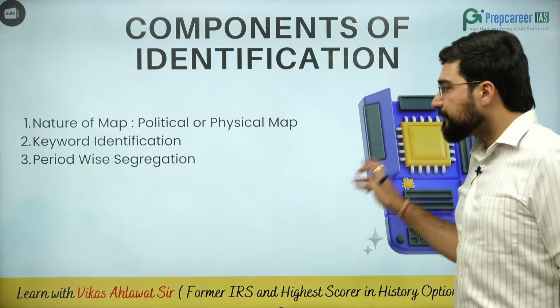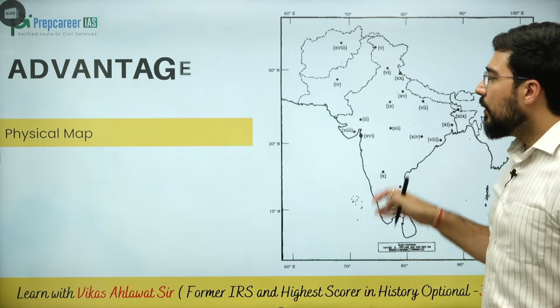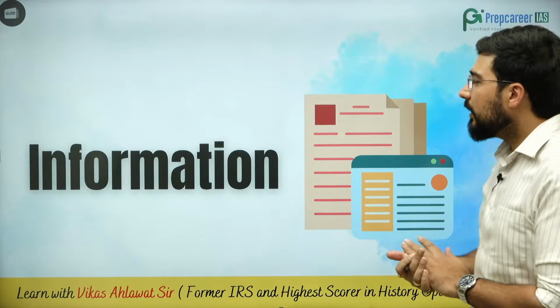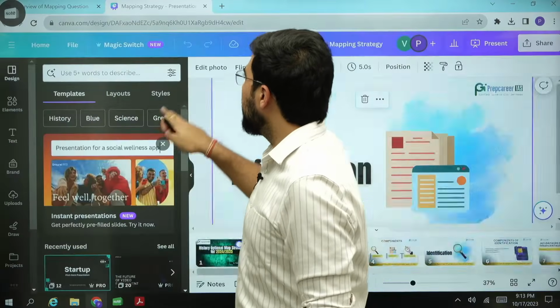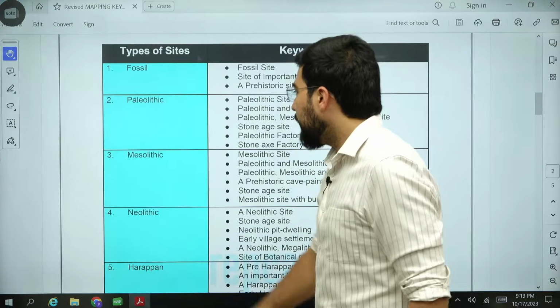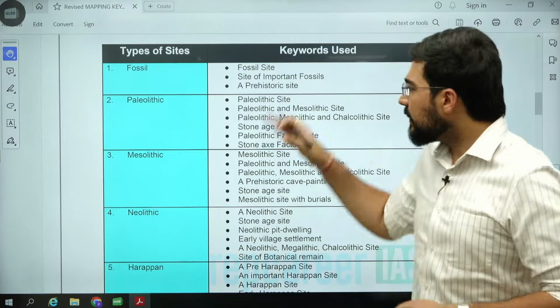playing with us. Second part comes the keyword identification. Whenever we talk about keyword identification, we have to dig a little deeper. I have done this analysis for all of you. Just stay with me for the next 5 minutes and you will understand everything.